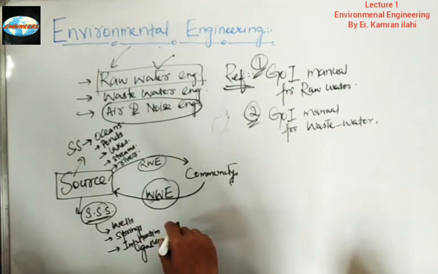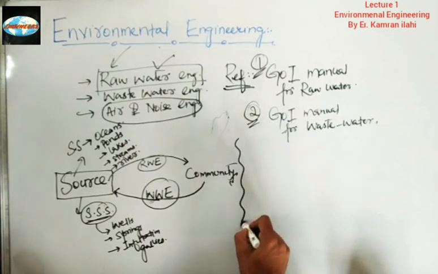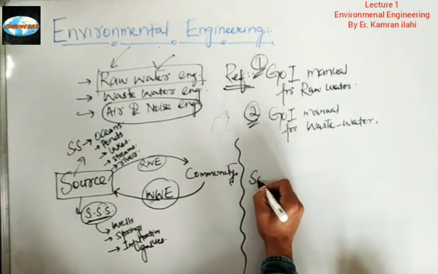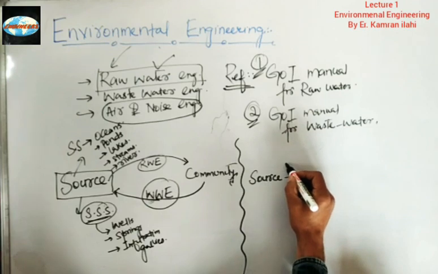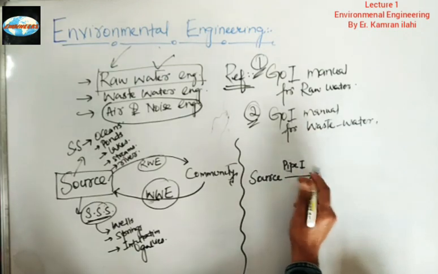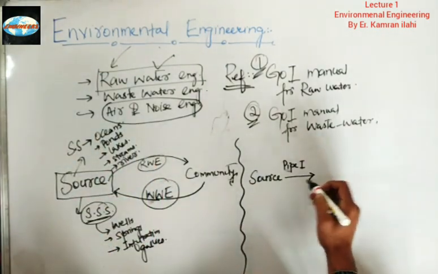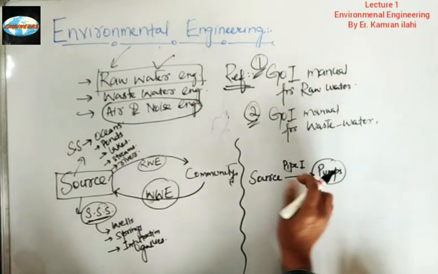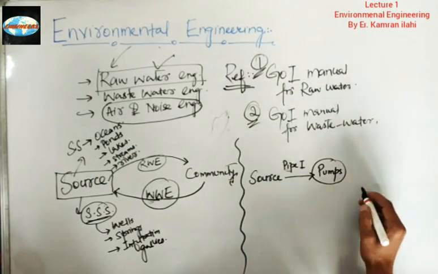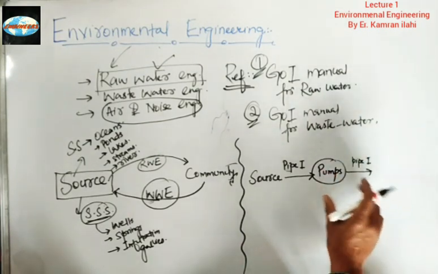So guys, let me give you an overview of raw water engineering over here. From the source we have a pipe network connected. I will write pipe 1. So we connect a pipe network to the source. Now the source can be many, as I have already discussed. Then we install pumps. From the pumps we actually draw water from this source. And then we have again a pipe network. I write pipe 1 over here as well, and I will tell you why I'm writing it.